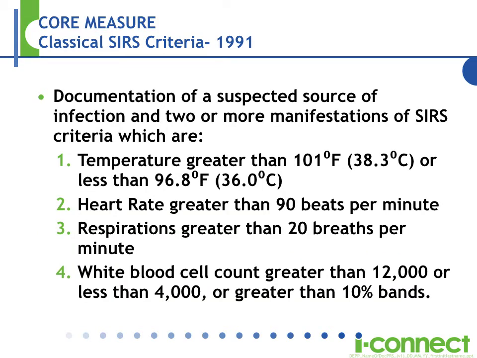The core measure is based upon the definition of sepsis, which in turn is based upon the definition of SIRS. The core measure definition of systemic inflammatory response syndrome uses the classical criteria, the 4 criteria that were published by Sir Roger Bones at the Clinical Consensus Conference by the NIH back in the early 90s. Those 4 criteria include a temperature greater than 101 or less than 96.8, a heart rate greater than 90, respiratory rate greater than 20, and a white count greater than 12,000, less than 4,000, or greater than 10% immature forms. If 2 of the 4 classical SIRS criteria are present, then the patient meets SIRS criteria.